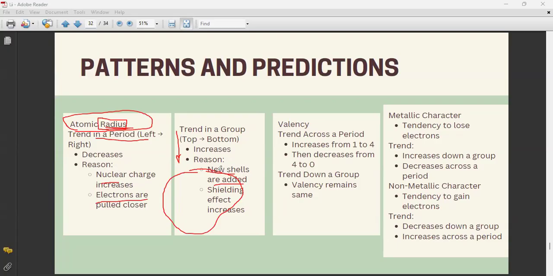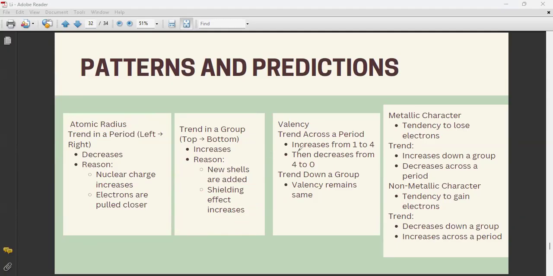Okay, electronic shell. So as we move down the group, the atomic size increases, which means the pull of the protons, the effective nuclear charge which was attracting the electrons toward itself, has decreased. That's why the atomic radius will be increasing.